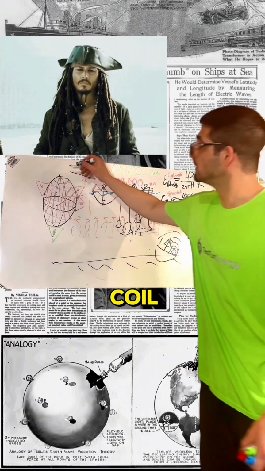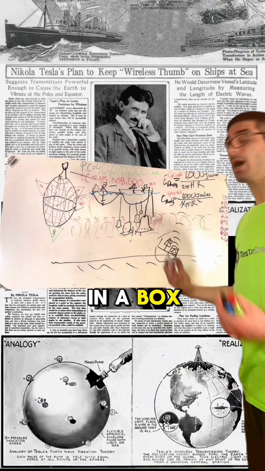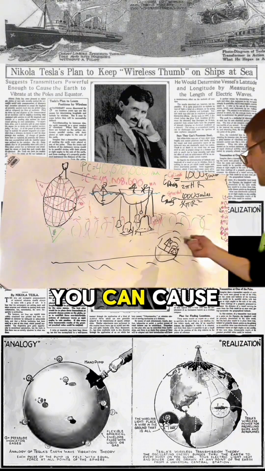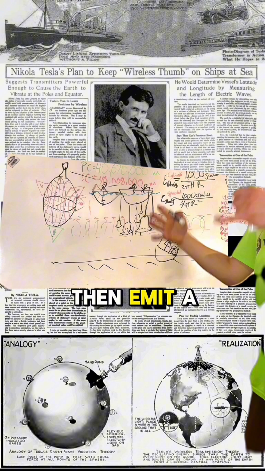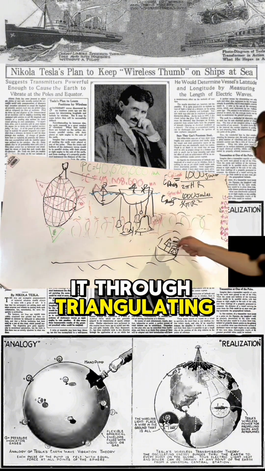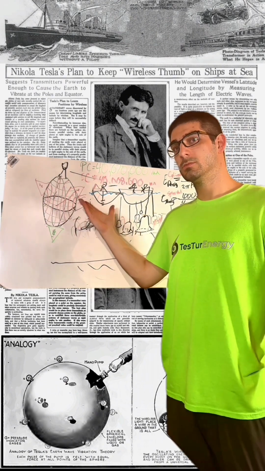Tuned Tesla coil, you could do the same thing if that was still insulated or in a box. Isn't that kind of cool? So if you got the right bell to get it to resonate, you can cause that to resonate. You can cause it to then emit a sound that once you stop this one, you can find it through triangulating its position from the surface. Pyramids. Bells.